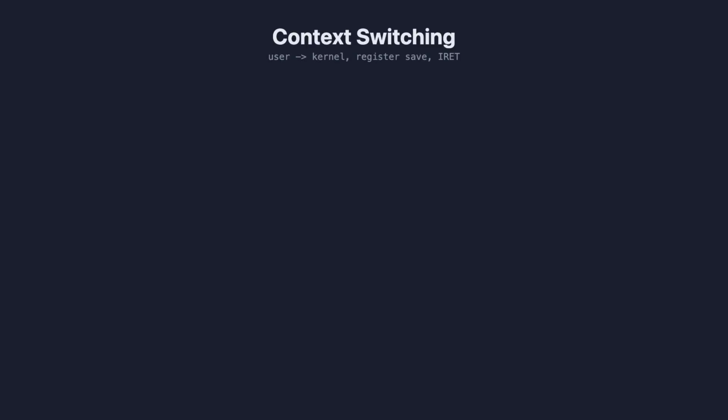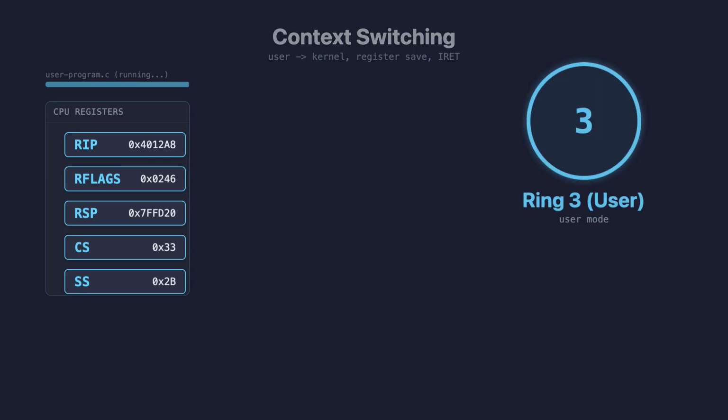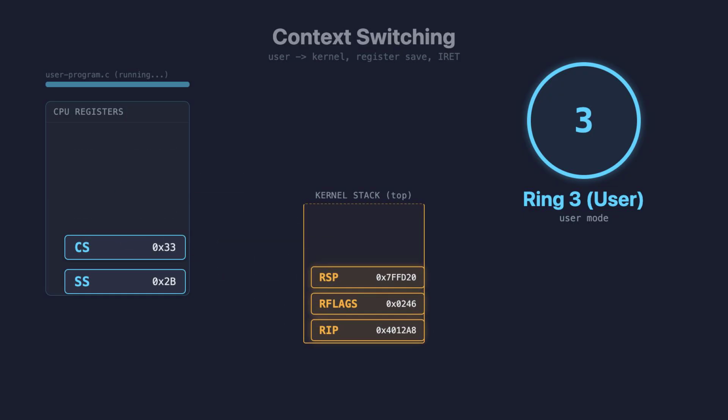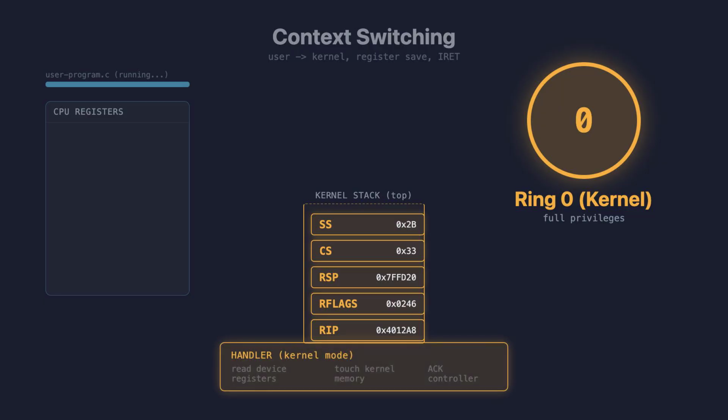Let's zoom in on that moment of interruption. Your program is running in user mode, what the CPU calls ring 3. It has limited privileges. It can't touch hardware directly. When the interrupt fires, the CPU does something surgical. It automatically saves the program counter, the flags register, and the stack pointer, then switches from ring 3 into ring 0, kernel mode. Now the handler can talk to hardware. It can read device registers, touch kernel memory, ACK the interrupt controller.